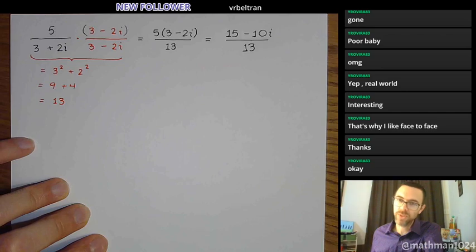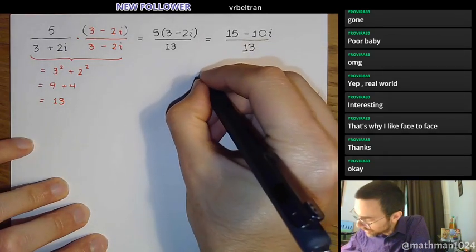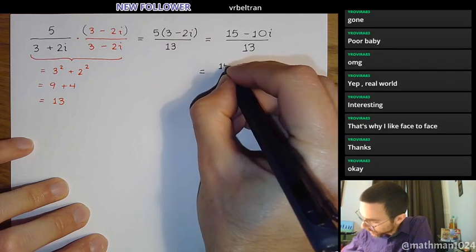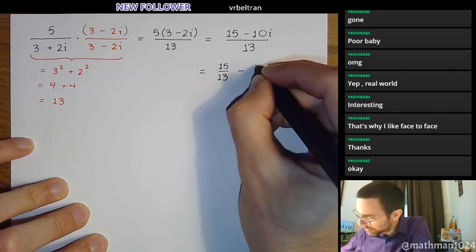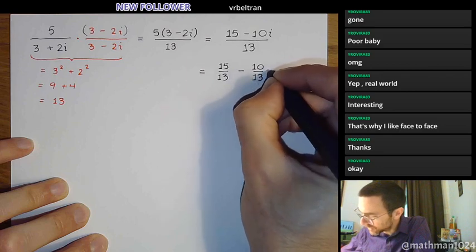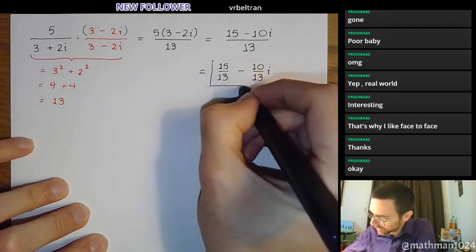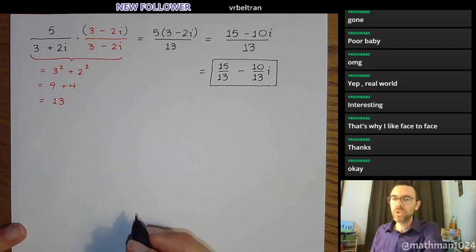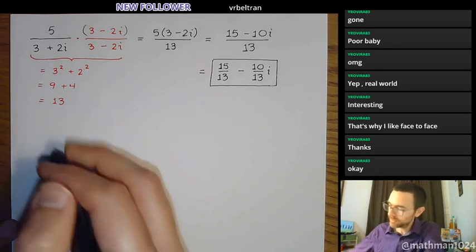Now, I don't like the way that's written. I like to clearly see my real part versus my imaginary part. So I'm now going to separate this since my denominator is a single term. And I'm going to say 15 over 13 minus, and this becomes 10 over 13i. And there we go. Shouldn't be too bad. We just have to pay attention to our signs and make sure we remember the special product.